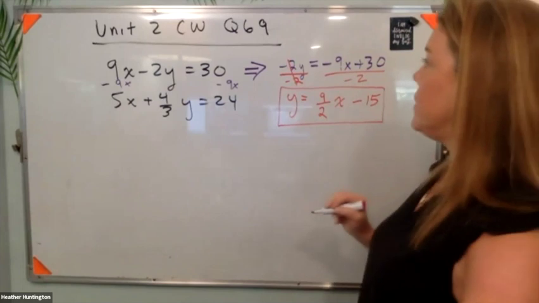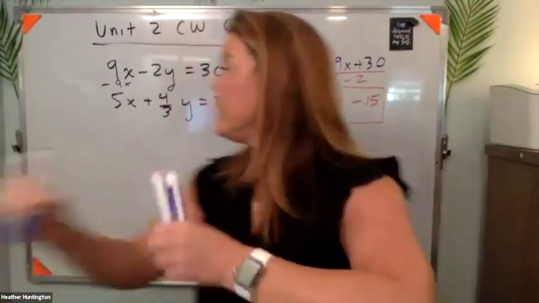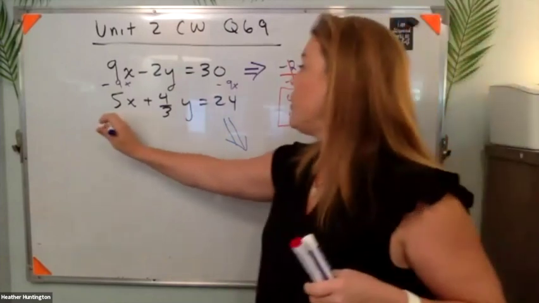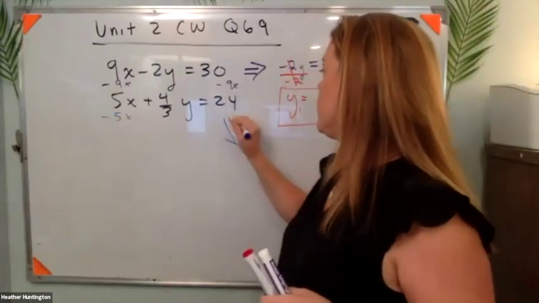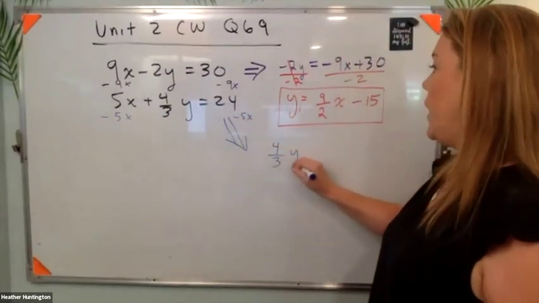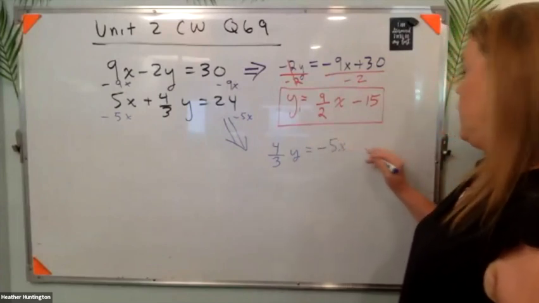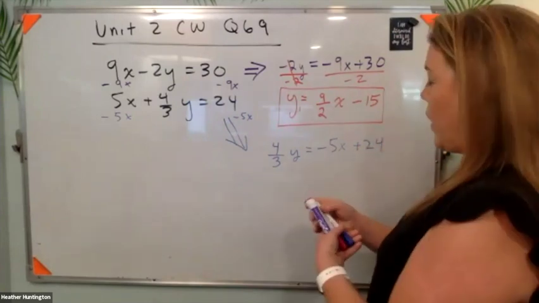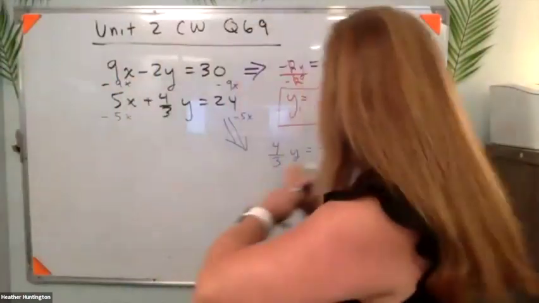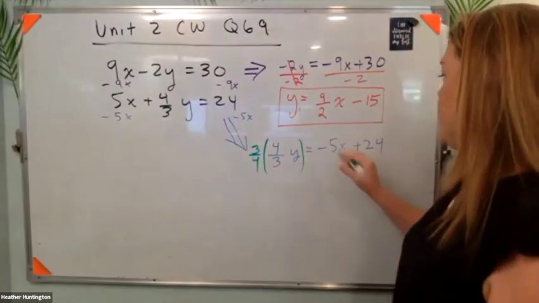All right, so that's the first line. So we'll say this is y1. Now y2. All right, so I'm going to subtract 5x from both sides. So now we have 4/3 y equals negative 5x plus 4. To get y alone, I'm going to multiply both sides by 3/4.